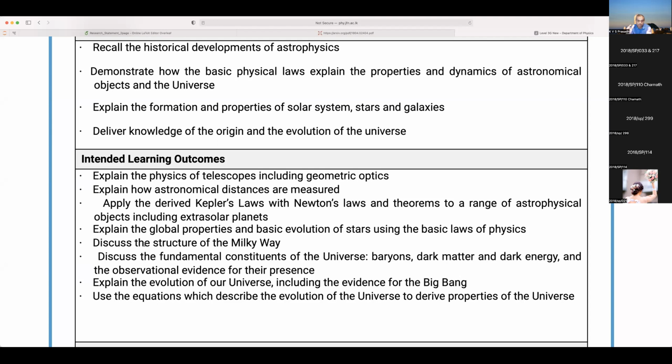because there will be a section about telescopes in one of these lectures. So at the end of the day, you should be able to explain the basic physics behind these telescopes, right? How the telescope works and how you can see these distant objects through a telescope, those kinds of things. And then you should be able to explain how astronomical distances are measured.